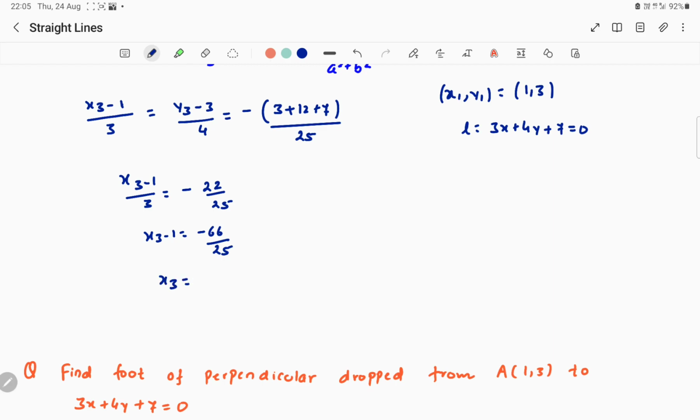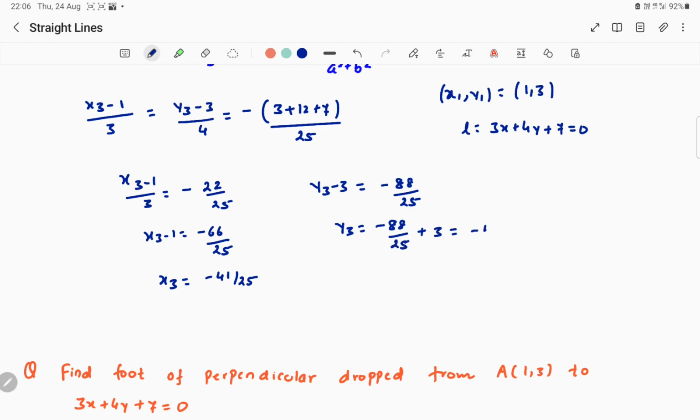So x3 is how much? When you send it to the right side, you will get minus 41 by 25. Similarly y3: y3 minus 3 by 4 is equal to minus 88 by 25 over 3 not. So when you move it to the right side, we got y3 is equal to how much? Minus 88 by 25 plus 3.